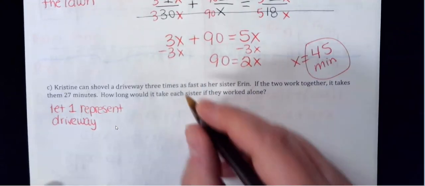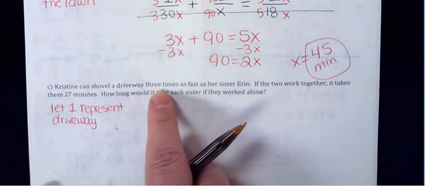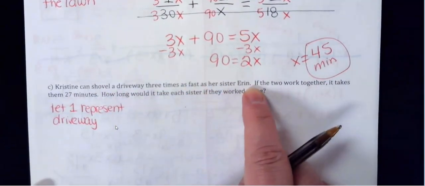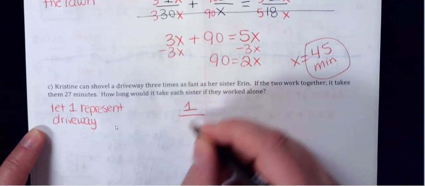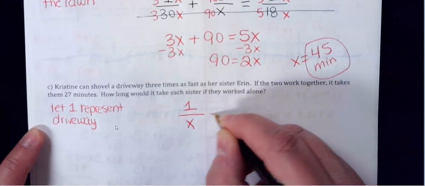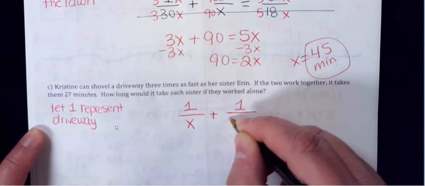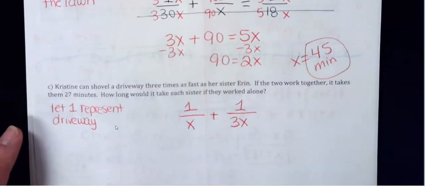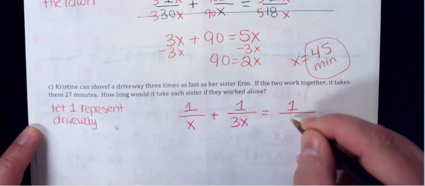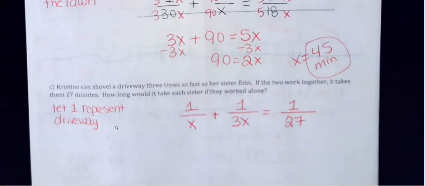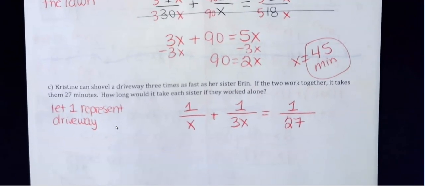Okay, so it says Christine can shovel the driveway 3 times as fast as her sister. So in terms of the time, one of the girls, I'm going to do 1 over x. And then for the other girl, we're going to do 1 over 3x. Working together, that's why I'm adding these together, they can shovel the driveway in 27 minutes. So then I can use that as the bottom. Okay, now, when I work through this, what do you think we should use as a common denominator here?